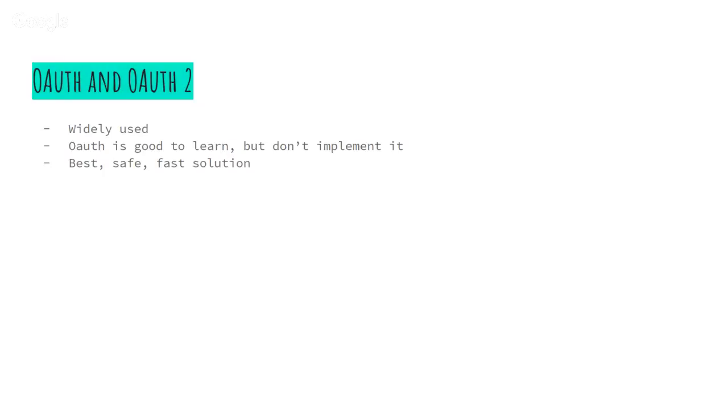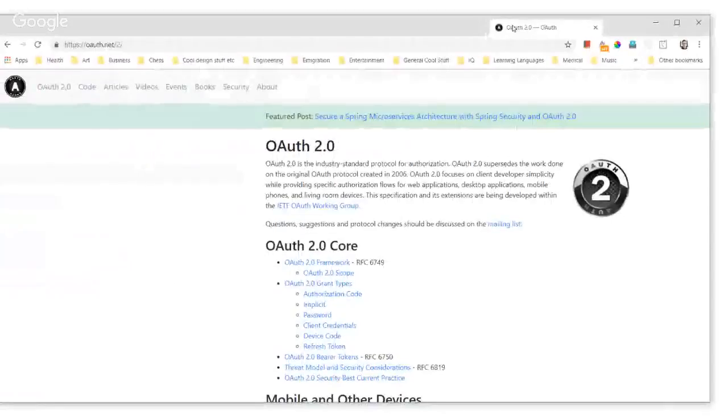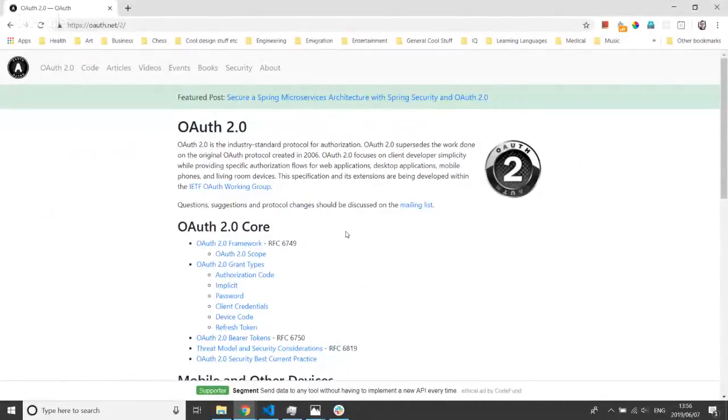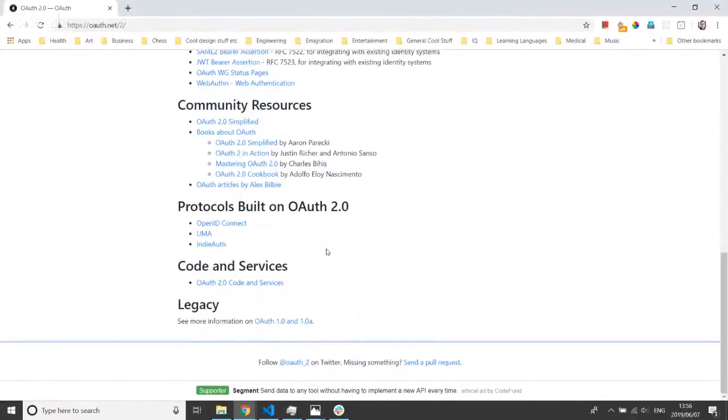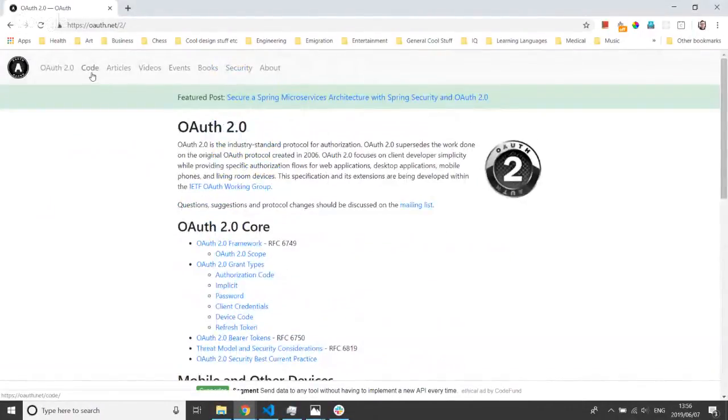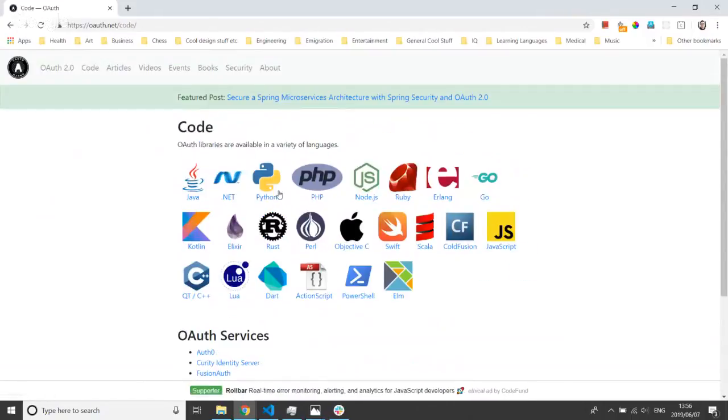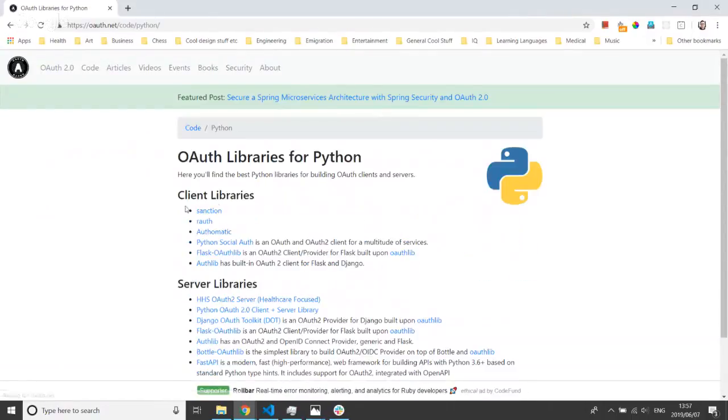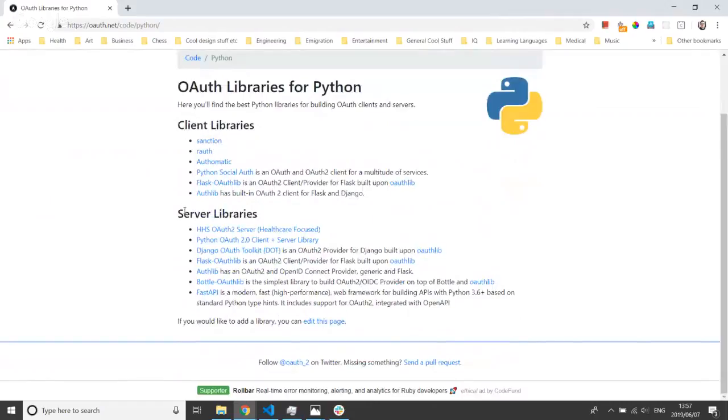Another good thing that you can do is simply go straight to the OAuth 2 documentation and read through it. It's a bit tedious, but it's really worthwhile. So here we go. Just go to Python and take your time and try to go through it. So, Flask OAuth lib.